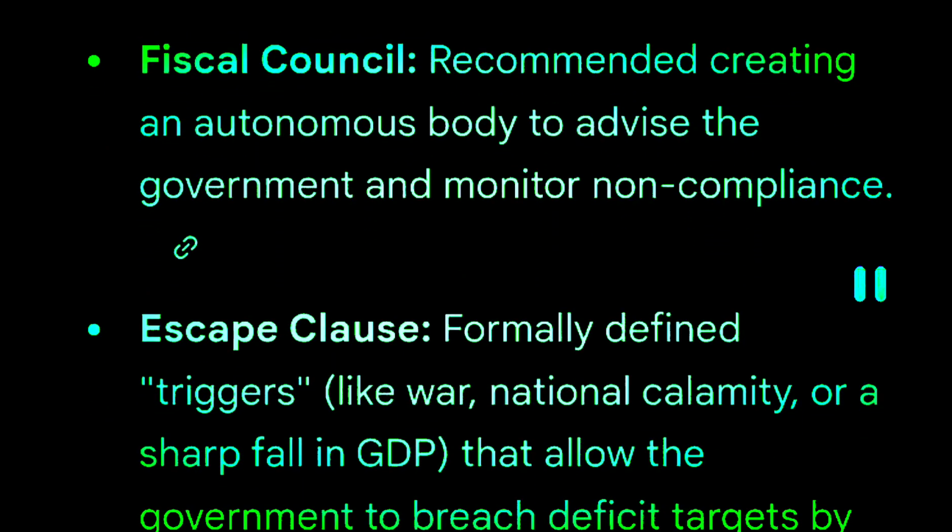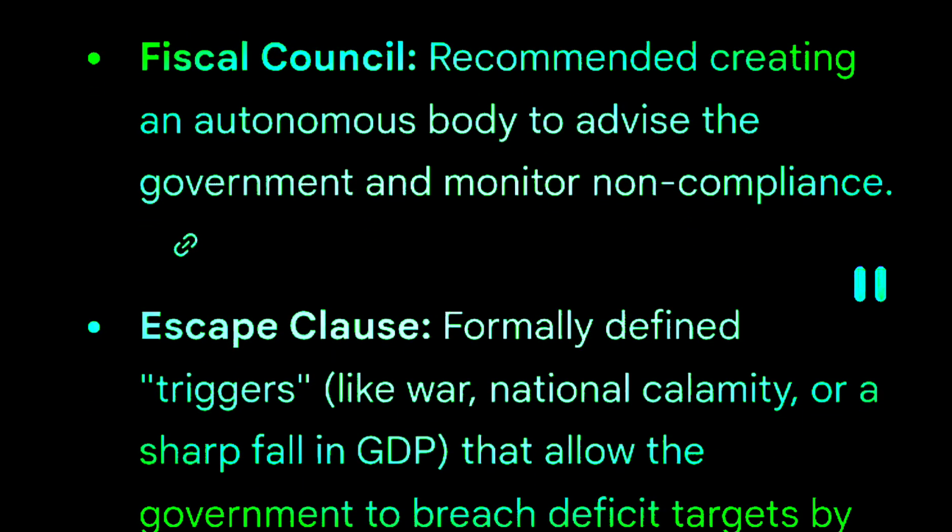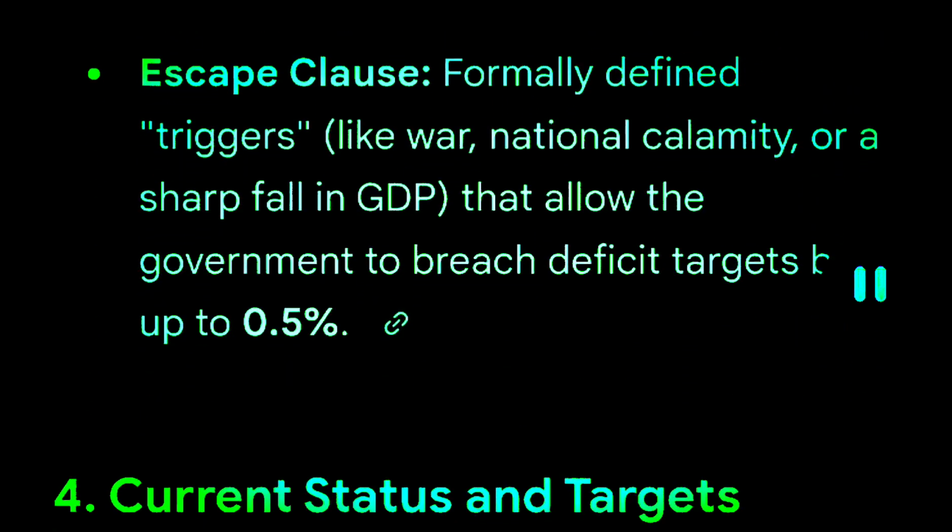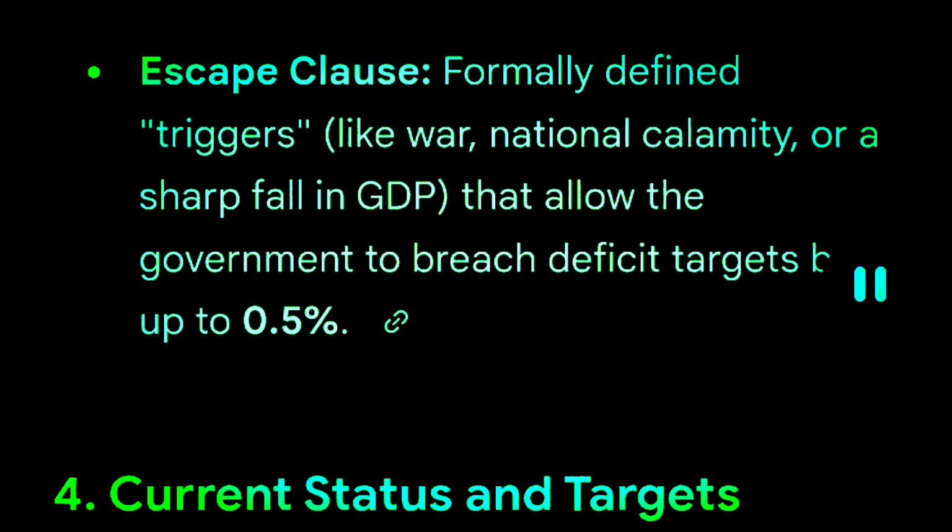Escape clause: formally defined triggers, like war, national calamity, or a sharp fall in GDP, that allow the government to breach deficit targets by up to 0.5%.